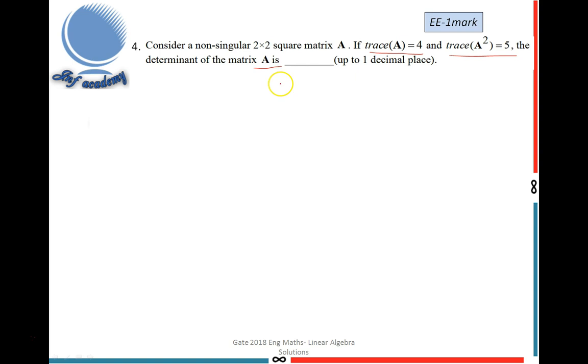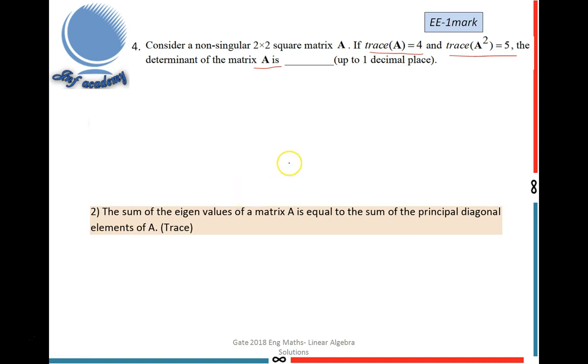So the product of the eigenvalues of A is equal to the determinant of the matrix A. First, given trace of A. Here I use one property, that the sum of the eigenvalues of the matrix A is equal to the sum of the principal diagonal elements. It is also called trace. So I take the eigenvalues of A as lambda 1 and lambda 2. By that property, the sum of the eigenvalues equals the trace, which is 4.